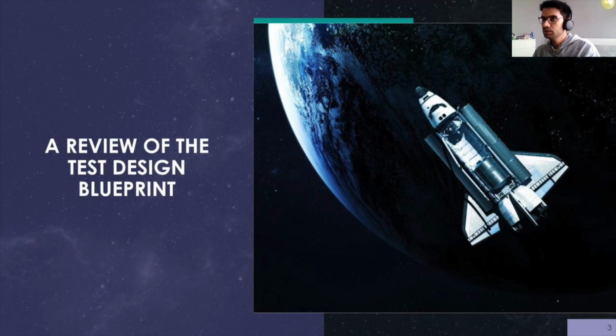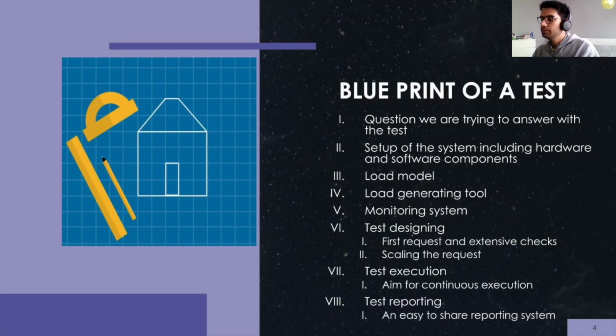So stay around. In the last lecture, we wrote a test in a simple text file of how the test blueprint looks like in performance. First, begin with the question that we are trying to answer with the test. Always link something to a requirement. Don't start building a test without an actual requirement to begin with. That's my suggestion. Next thing is setup of the system, including hardware and software.